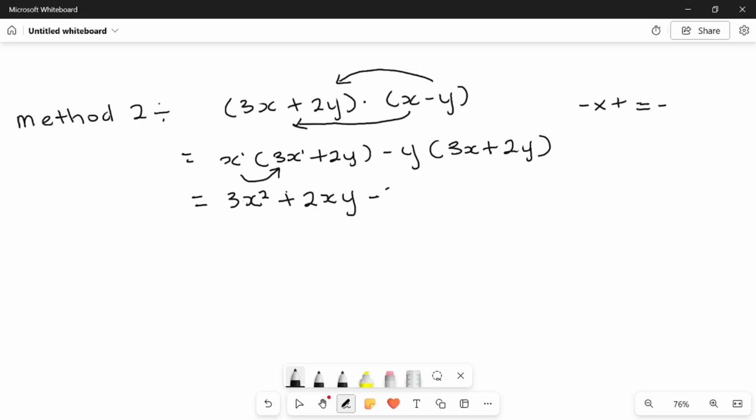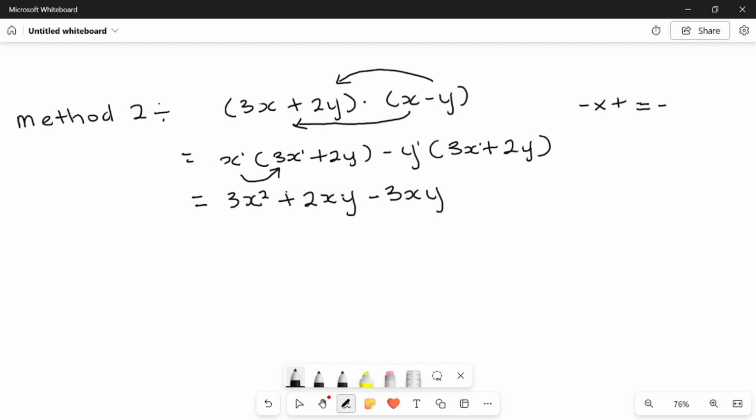So minus y times 3x will be minus, you bring out the 3 first. Since they are different bases, you cannot add them, so you bring down xy, because here is raised to power 1, here is raised to power 1. So it's now x raised to power 1, y raised to power 1. Any base raised to the power 1 is itself.